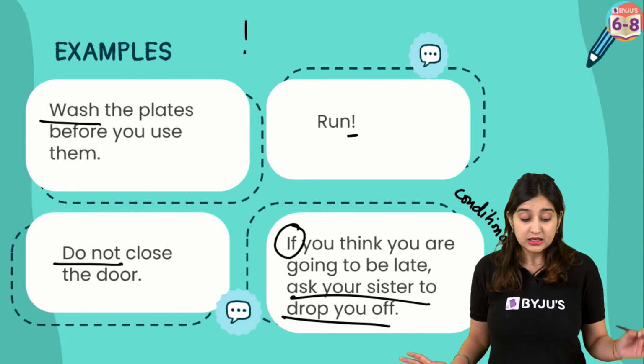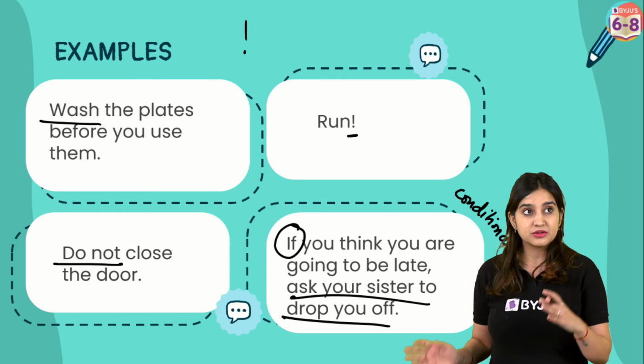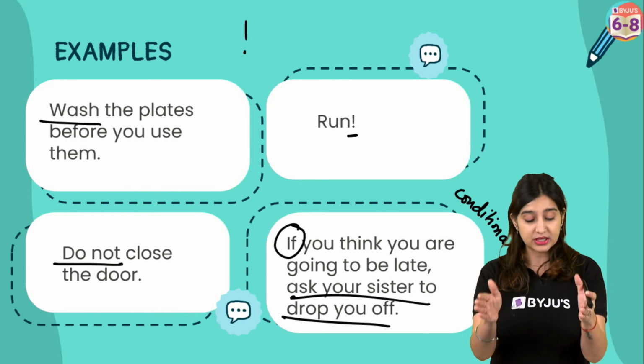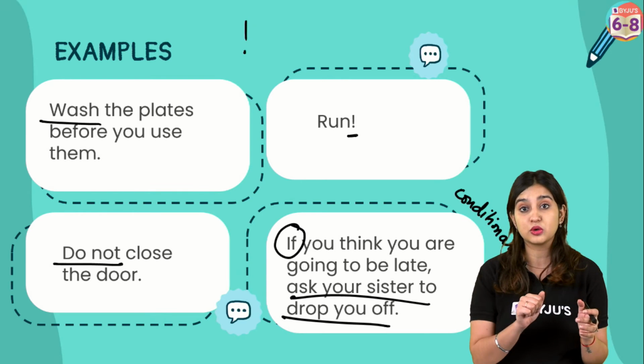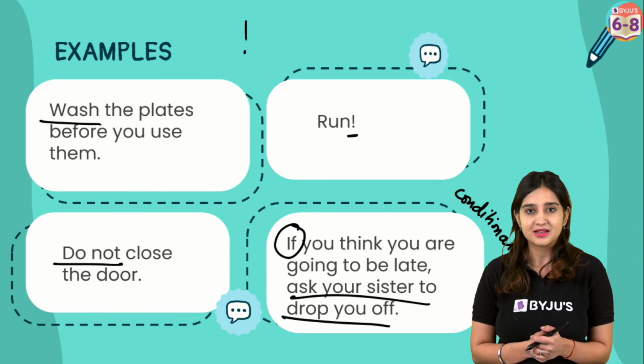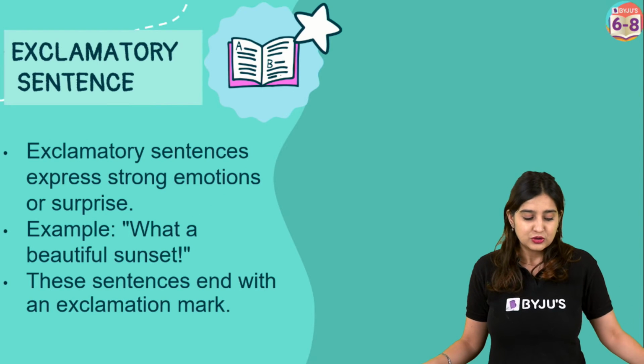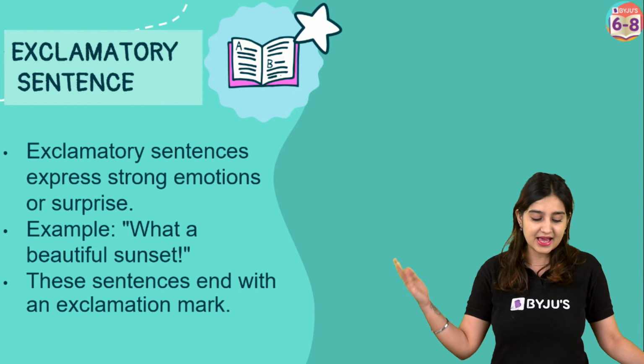All right. Now, even in imperative sentences, you need to take care of your intonation. If you're giving a command, it needs to sound like a command. Run. Do not close the door. Okay, if you're making a request, it needs to sound like a request. Please pass me the salt. Okay. All right. Coming to the last type of sentence, exclamatory sentence.